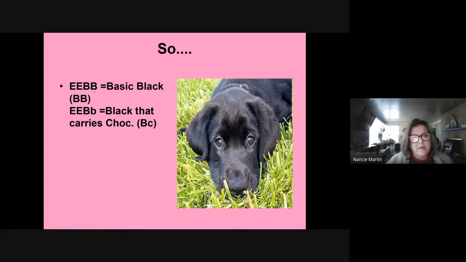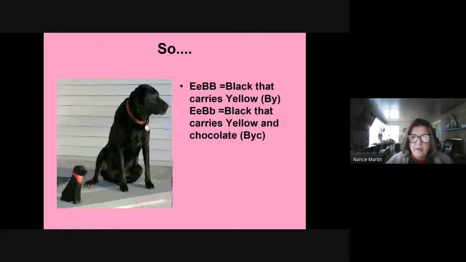It's not going to be anything but black, and it's not carrying anything but black. Now here we have a black that is carrying the chocolate allele, but it's not carrying any yellow at all. Now here we have a black that is carrying yellow, but not carrying chocolate. And here we have a black lab that is carrying yellow. You can see it's carrying yellow, and it's also carrying chocolate.